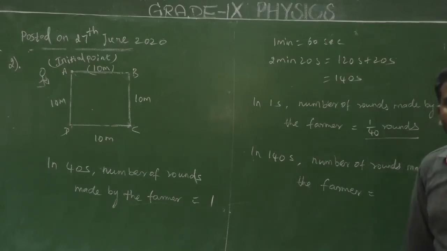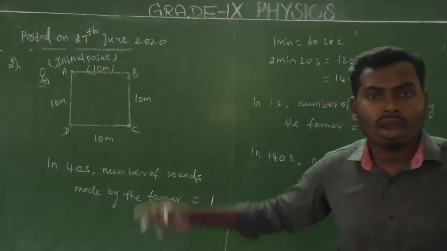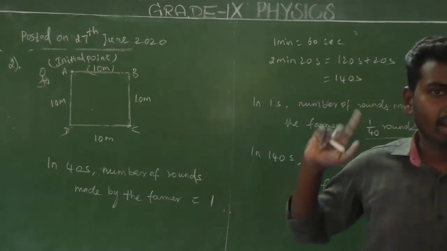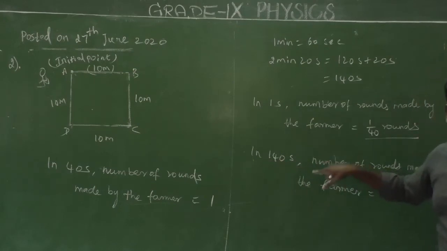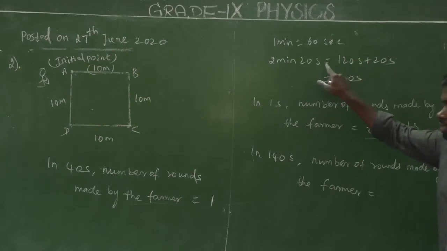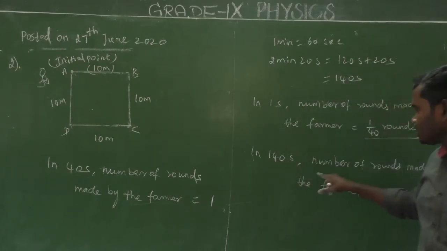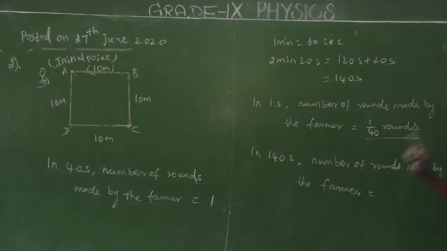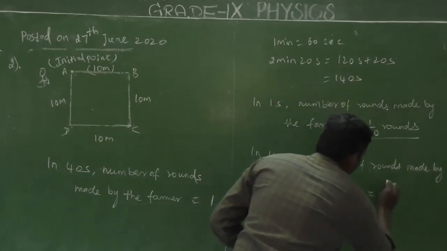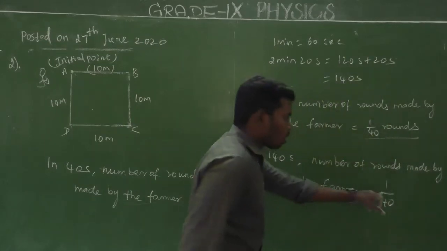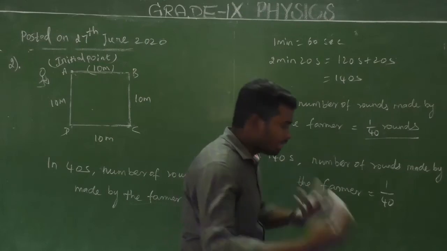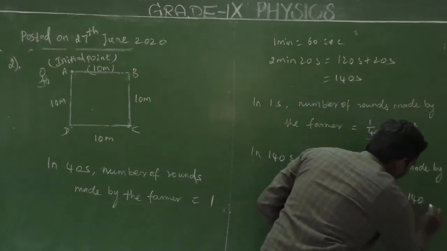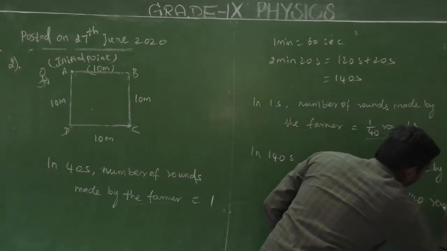But we need to calculate, at the end of 2 minutes 20 seconds, the displacement covered by the farmer. So in 140 seconds, because the total time, 2 minutes 20 seconds, is equal to 140 seconds, the number of rounds made by the farmer is equal to 1 by 40, that is for 1 second, into 140 rounds. Is it clear?